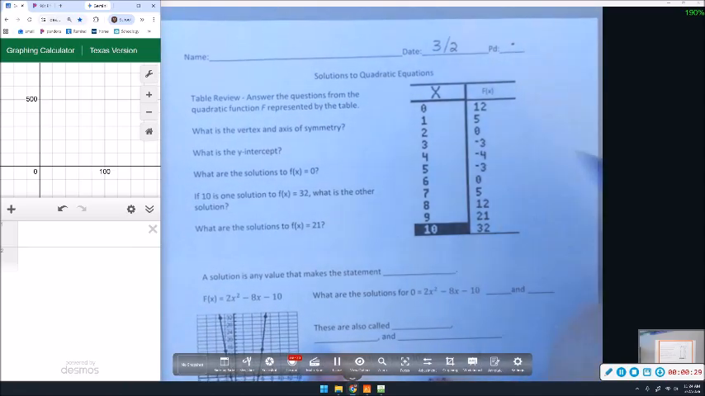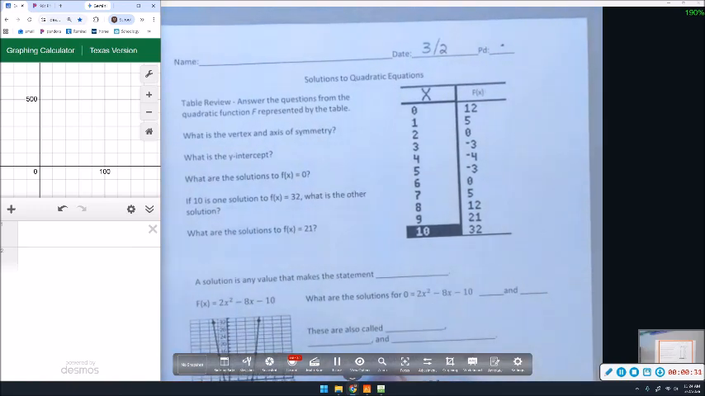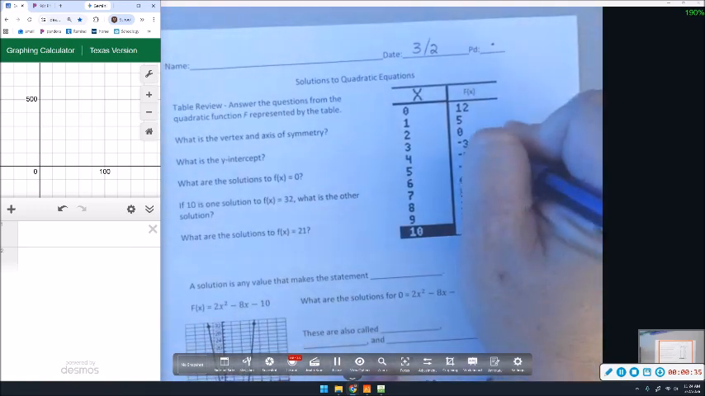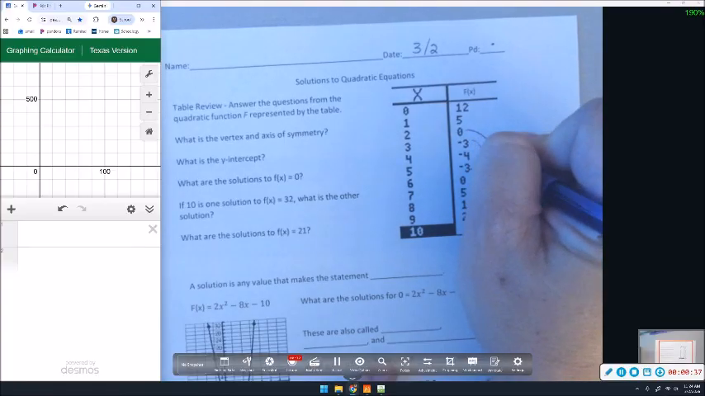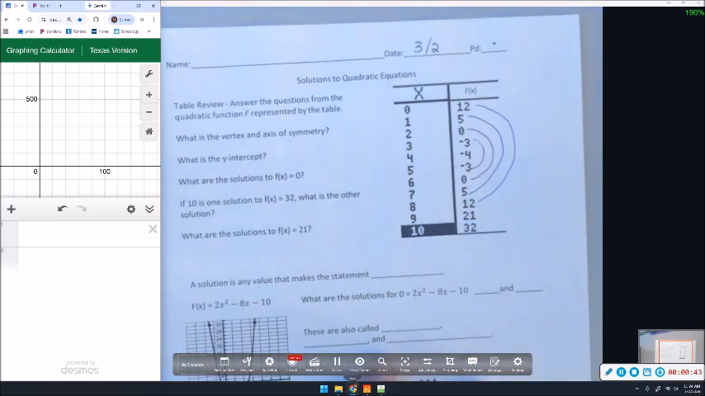How do I know this is a quadratic? It has the rainbow. So I'll take the 2 zeros because we also have 2 negative 3s, 2 zeros, 2 5s, 2 12s. So we know it's a quadratic because we have the rainbow.